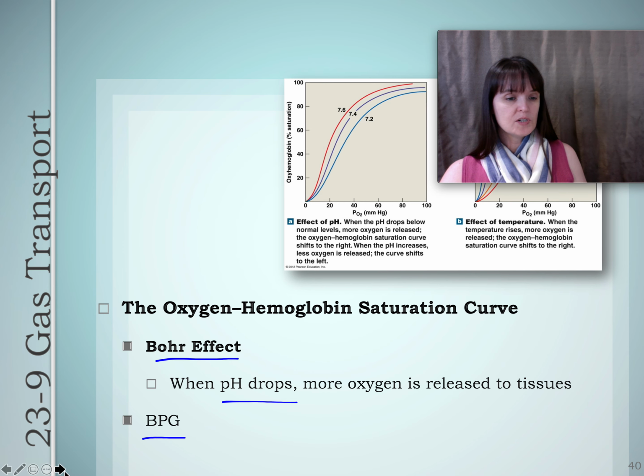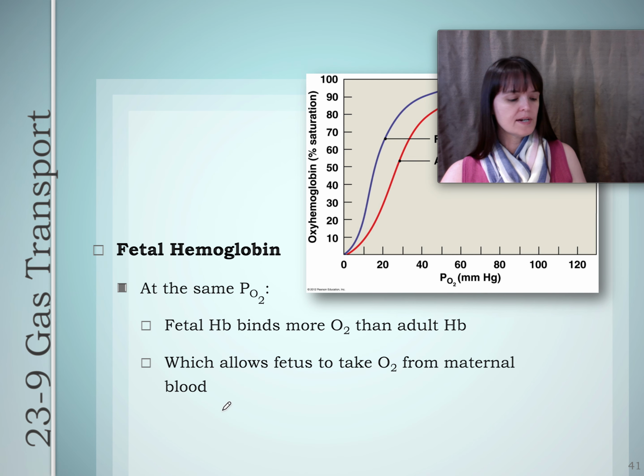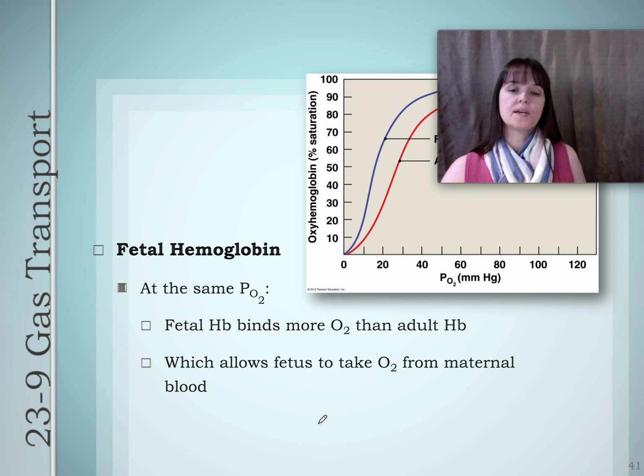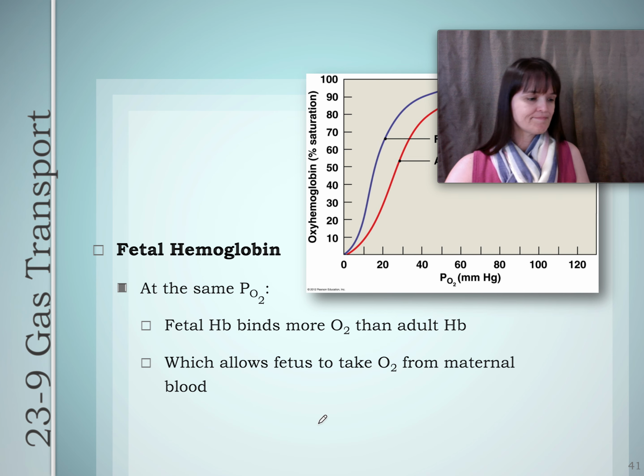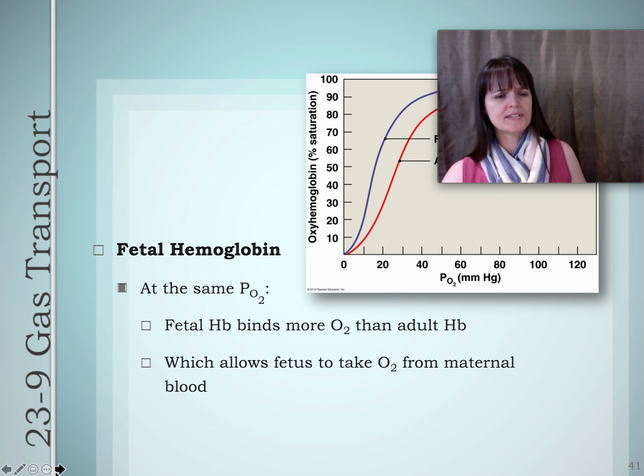At these same partial pressures of oxygen, fetal hemoglobin binds more oxygen than adult hemoglobin, which allows baby to suck all your energy. So that's why. I believe we've said that several times already.